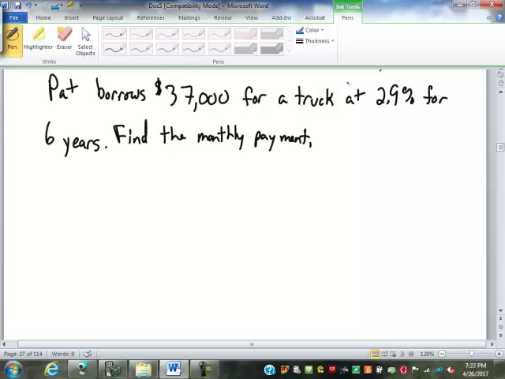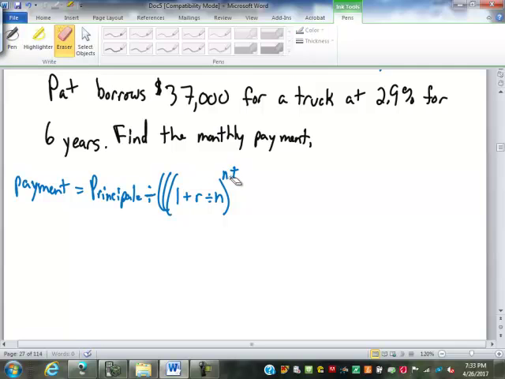This is the exact same process as if we said Pat had $37,000, is going to be earning 2.9% and wants to draw out every month for 6 years. So this is a sinking fund. So the payment is equal to the principal, the amount of the loan, divided by open parentheses, open parentheses, 1 plus R divided by N, close parentheses, power of N times T. There won't be any surprises here.